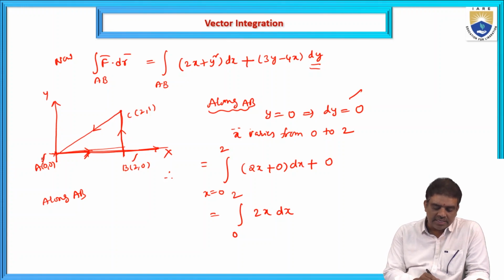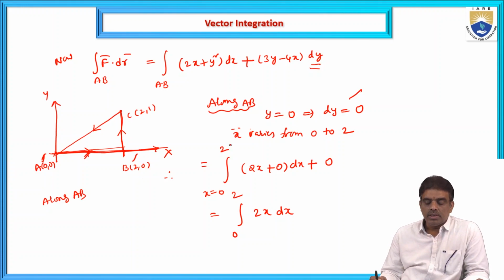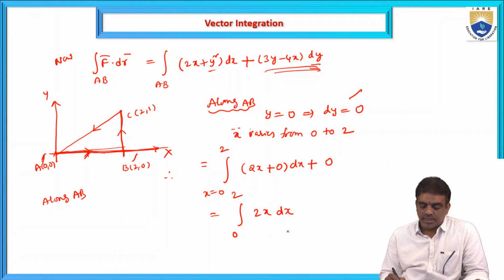X is initially 0. As we move in this direction, it goes up to 2 only. So x varies from 0 to 2. dy is 0, so the entire second term is 0, and y is also 0. Only 2x dx remains.